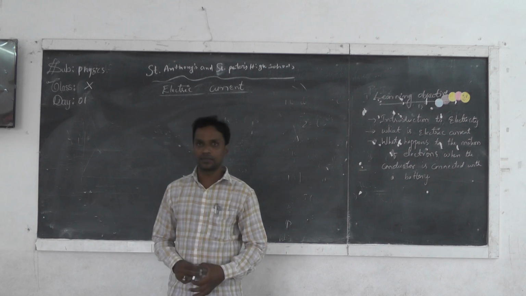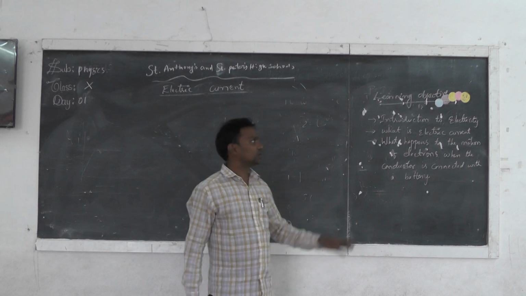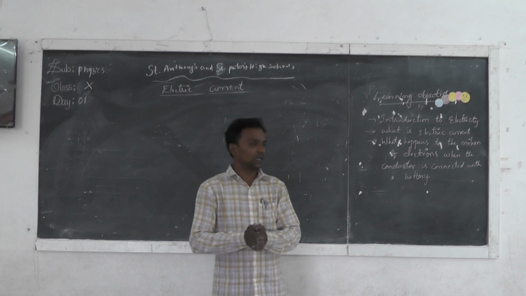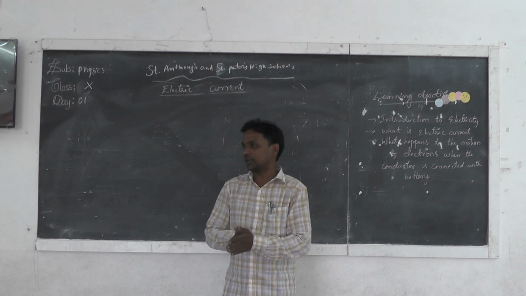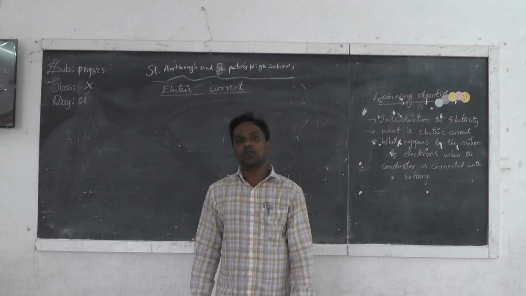So, here in the first class, we are going to learn some objectives. Introduction to electricity. What is electric current? What happens to the motion of electrons when a battery is connected to it? Like this, we will be going through this.